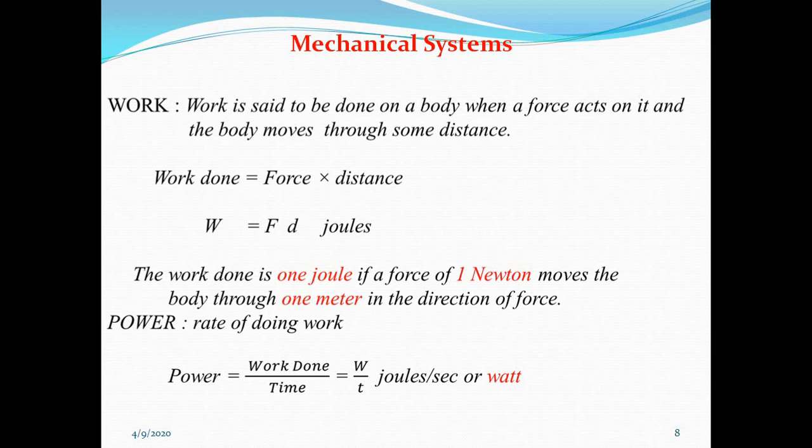Next is mechanical power. Power is again the rate of doing work. So power is equal to work done upon time. So in this formula, work done is the mechanical work done, that is force into distance divided by time. Unit is joules per second or watt.